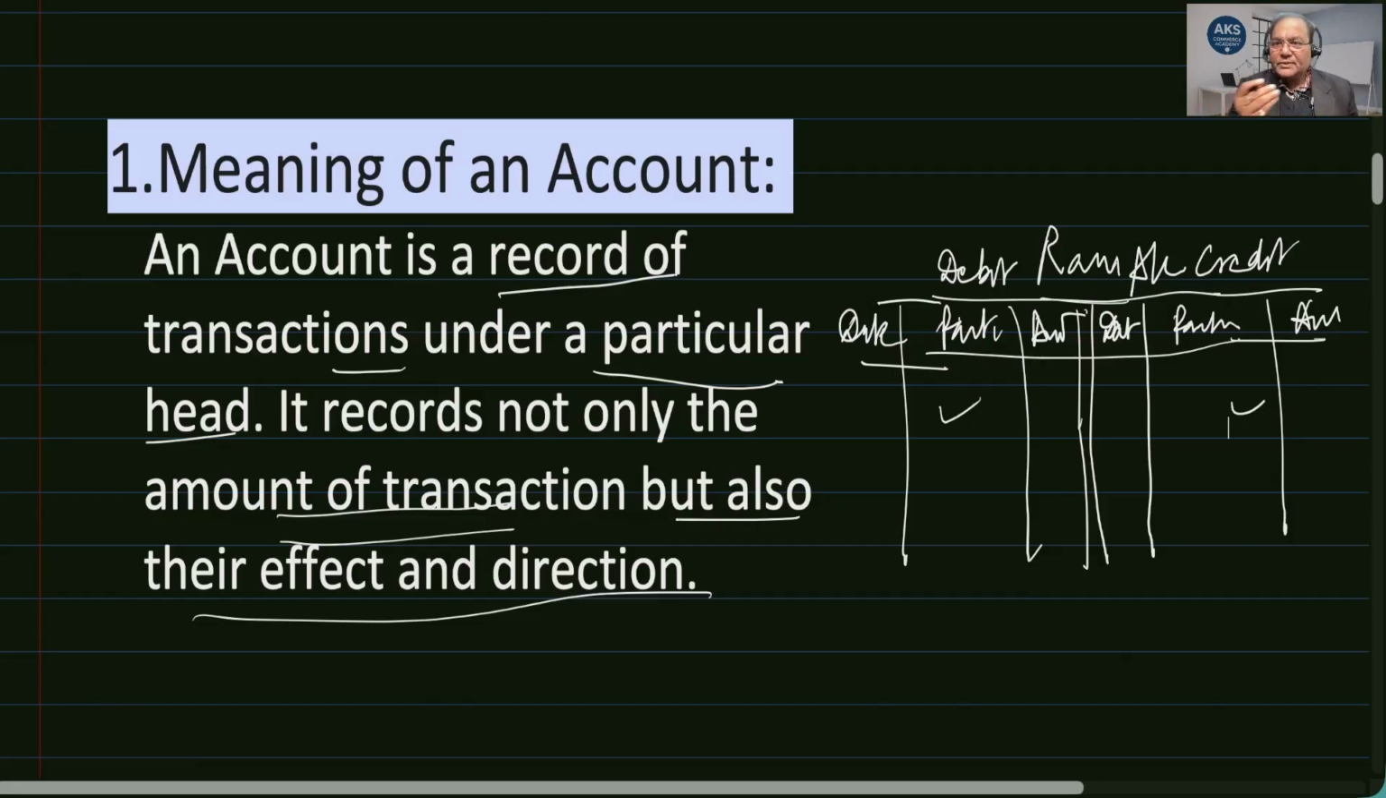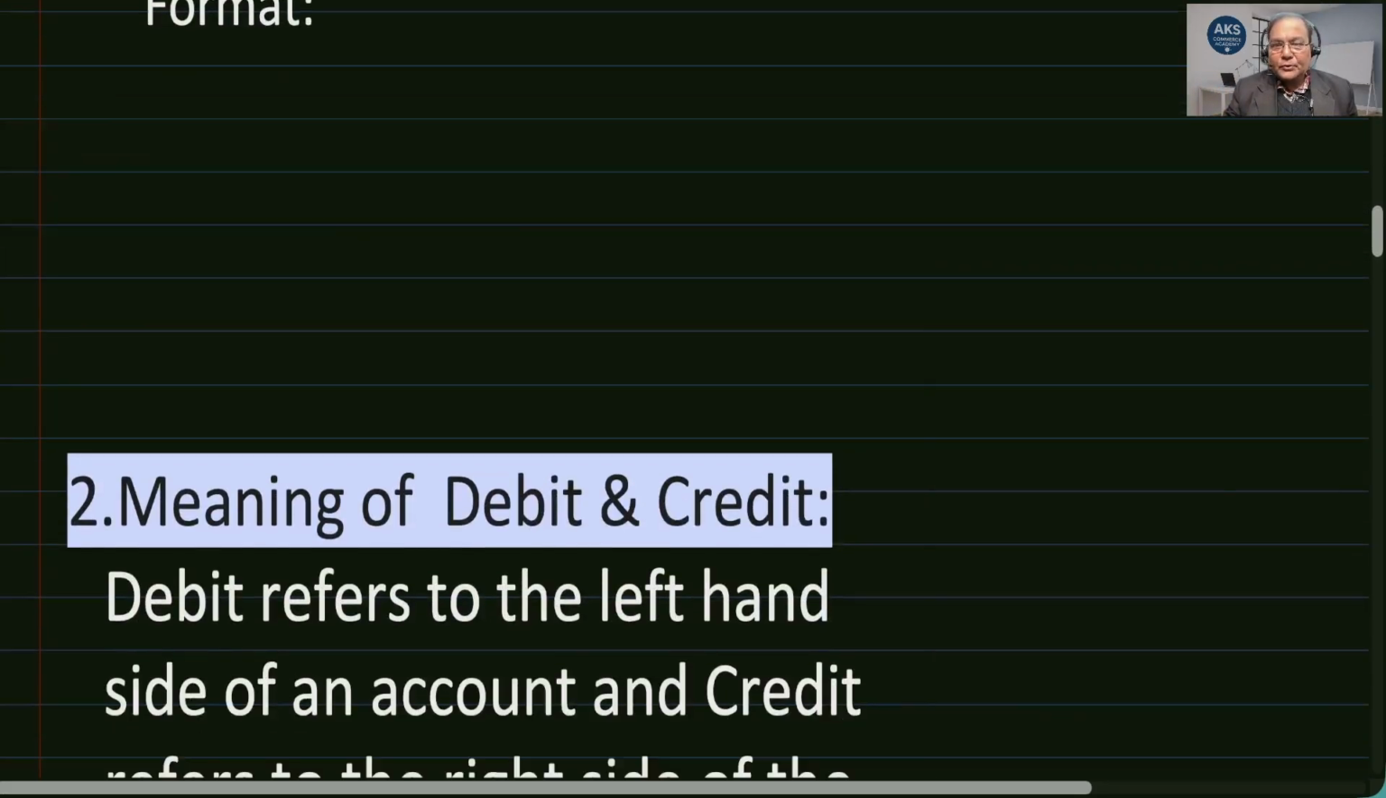So an account has a debit side and a credit side. There are defined particulars or items to be mentioned there, and which side they require to be entered on, that we will learn through the rules of debit and credit. Is this clear? So an account is a record of transactions under a particular head. It records not only the amount, but also its effect and direction, to whose account the other side entry is made. I have given you the format here.